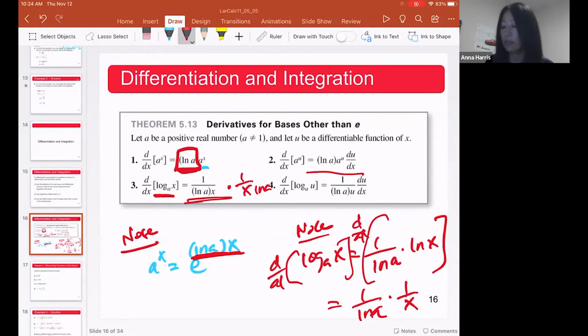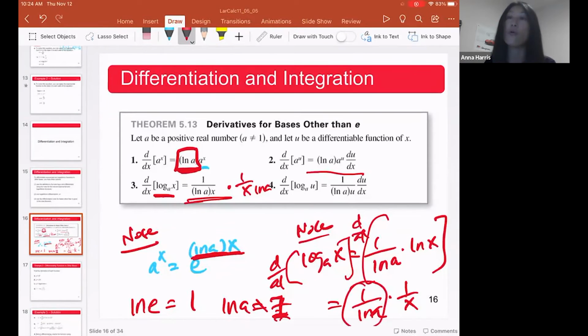All right, so nothing new. Just because the base is not e does not mean you cannot take a derivative. You can take the derivative just like e, but now you have a coefficient because natural log of e is equal to 1, but natural log of a is not equal to 1, okay? Unless a is equal to e. So that is why you have to write it down as your coefficient.